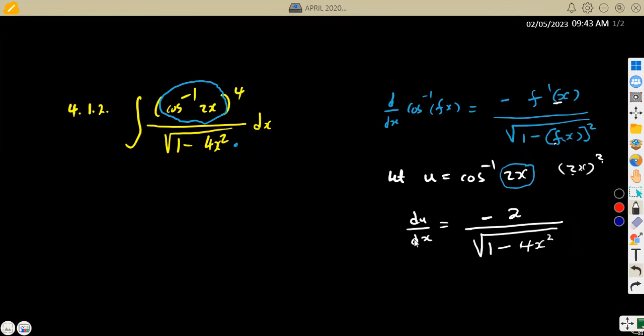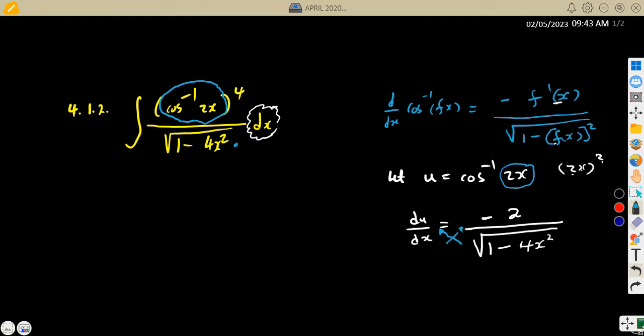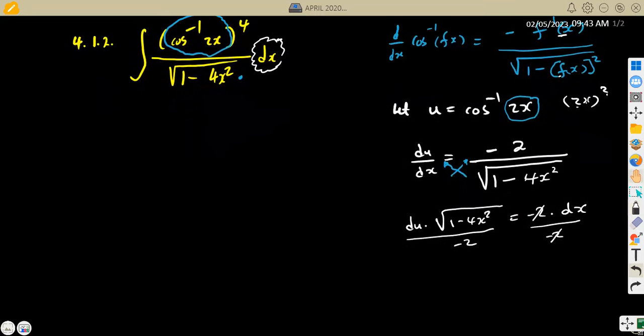And what we need is to make dx the subject. As usual, guys, we make dx the subject so that we can replace dx with the equivalent value. So here you cross multiply. If we cross multiply, we're going to have du by the square root of 1 minus 4x squared, which is equivalent to negative 2 times dx. To find dx, we divide by negative 2. So this term represents dx: dx is equivalent to du by the square root of 1 minus 4x squared, everything over negative 2.